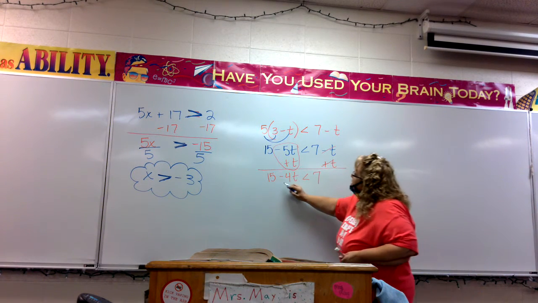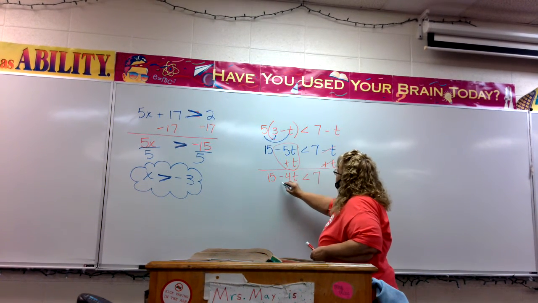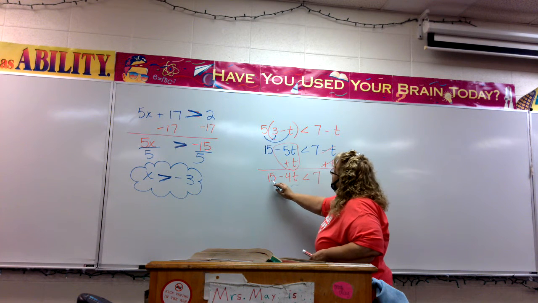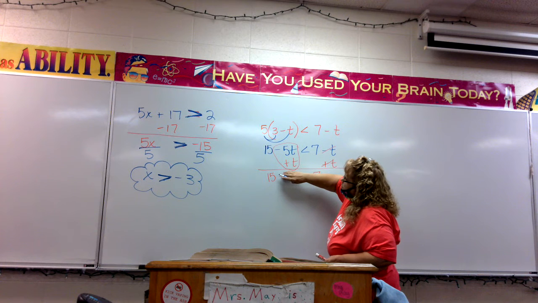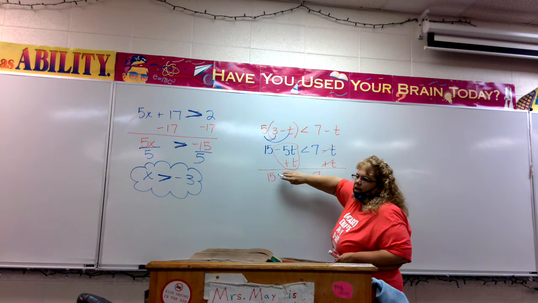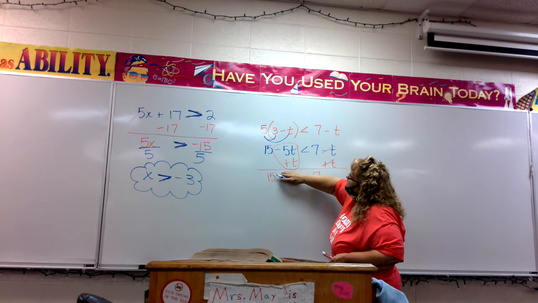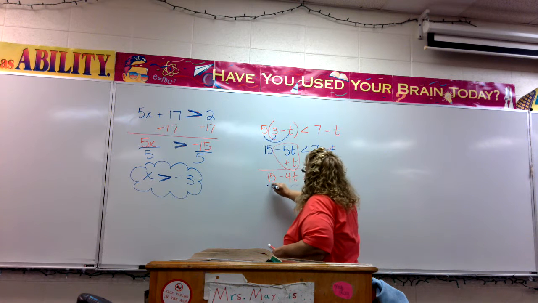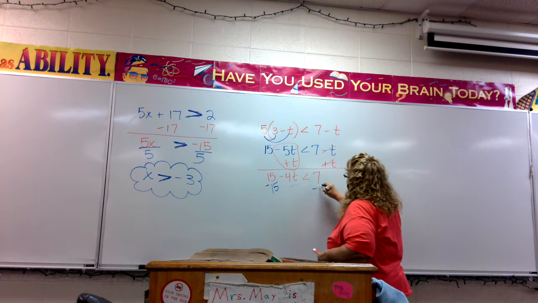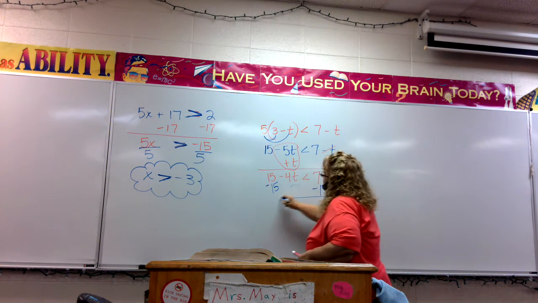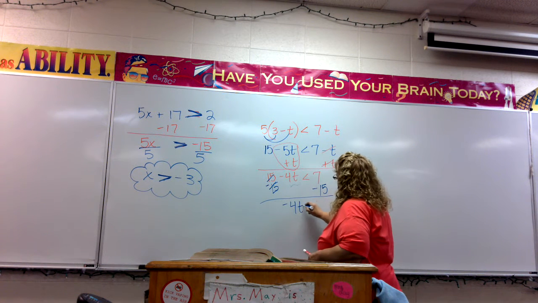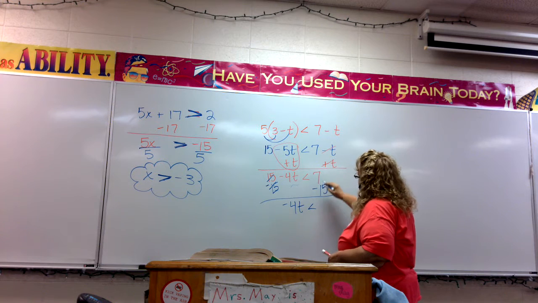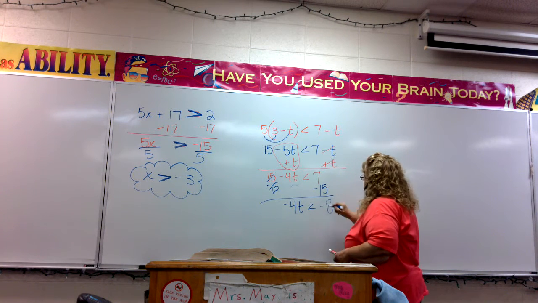I have all the t's together right here. I need to get rid of what's with it. How do I get rid of that 15? Yeah, it's a positive 15. To get rid of a positive 15, you have to subtract 15. So that goes away. What is that? Negative 8, maybe?